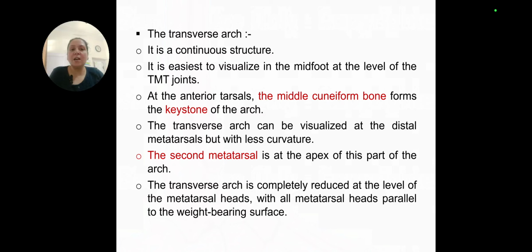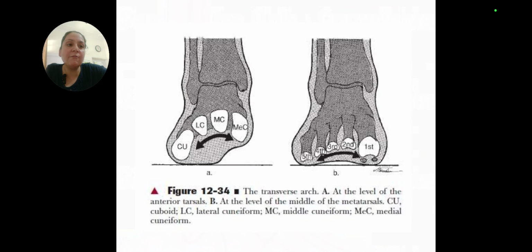Now what about the transverse arches? It is formed by the midfoot. At the midfoot level, you can see it at the tarsometatarsal joint. You can see the anterior tarsals, the middle cuneiform forms the keystone for this arch. The transverse arch can be seen at the distal metatarsals with less curvature, and through this the second metatarsal forms the apex of this arch. Okay? It can be seen at the metatarsal heads also, where the weight bearing takes place. I told you that we can see it from both the sides. So this is how we can see.